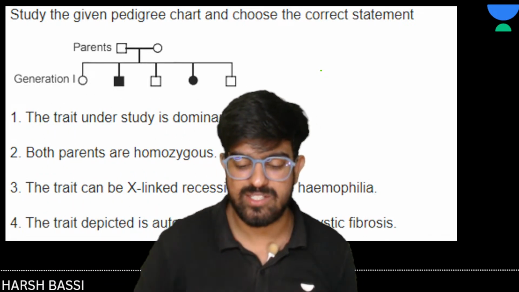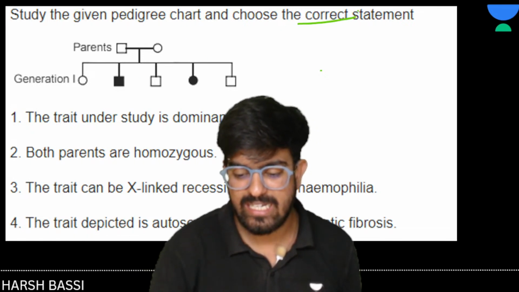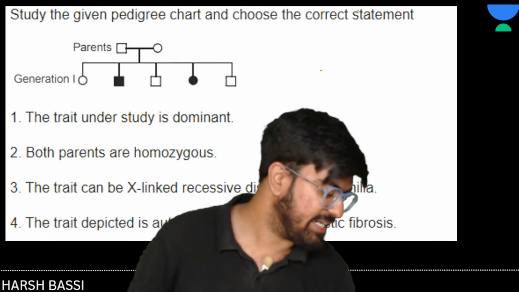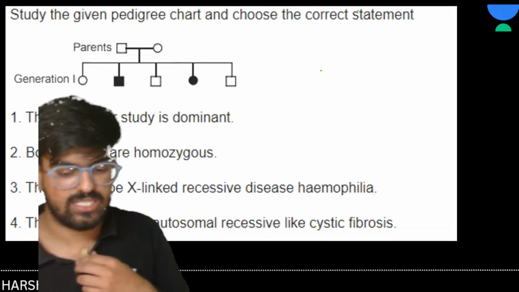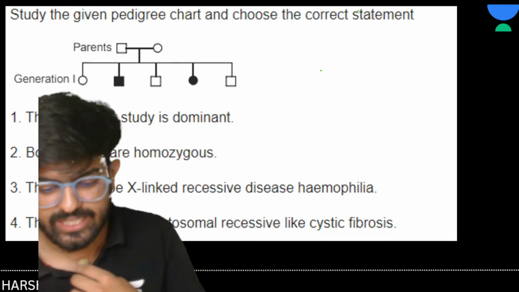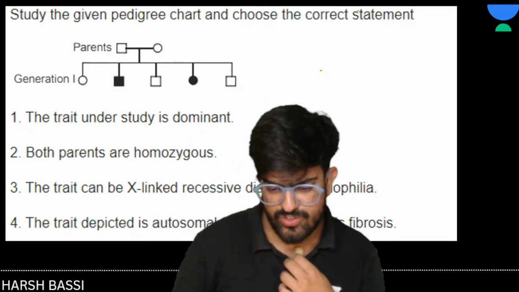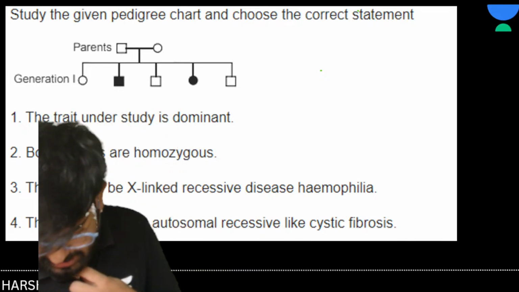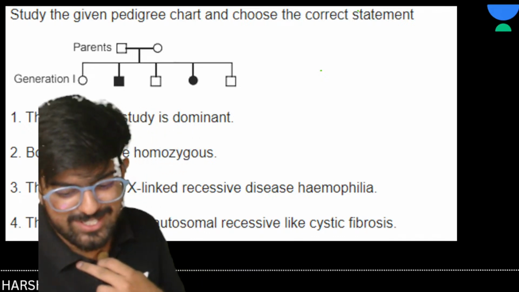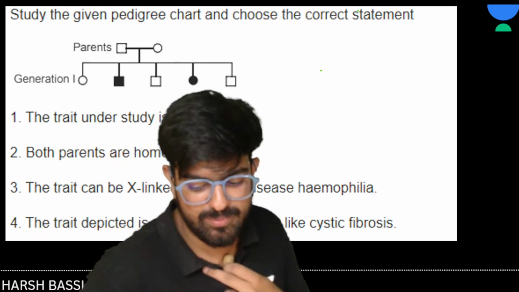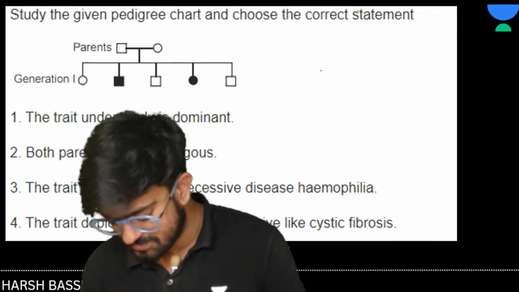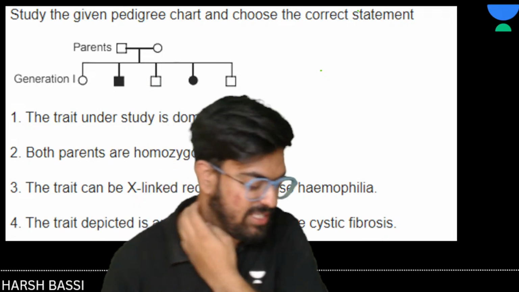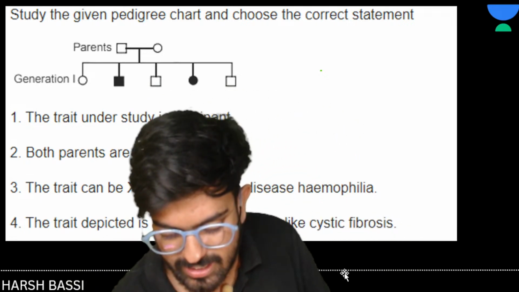Study the given pedigree chart and choose the correct statement. The trait under study is dominant. Both parents are homozygous. The trait can be an X-linked recessive disease. The trait depicted is autosomal recessive like cystic fibrosis. Hemophilia. Yes, tell me the answer now. What will be the answer?